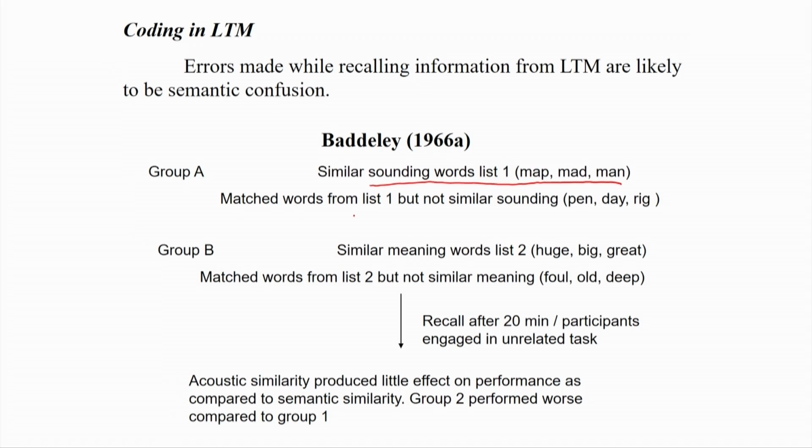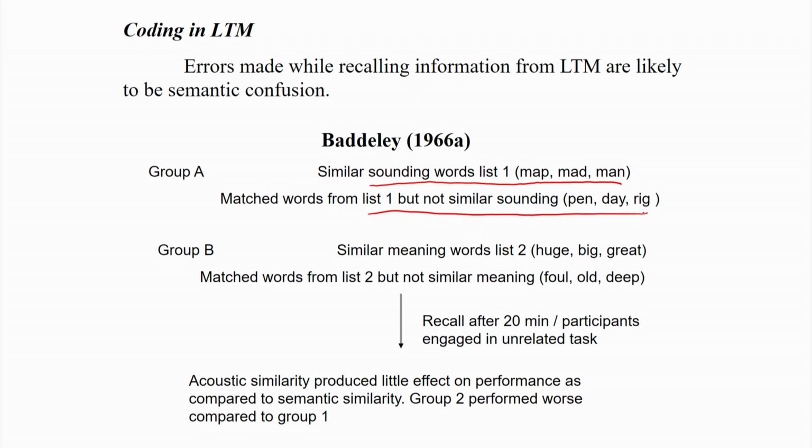Now what is the format in which information is stored in long term memory? Again Baddeley did an experiment and found out that this is in terms of semantic nature. So what was the experiment? Alan Baddeley selected two groups of people. For one group he gave similar sounding words, for example map, mad and men, to remember, and then he gave another group words from the same list.